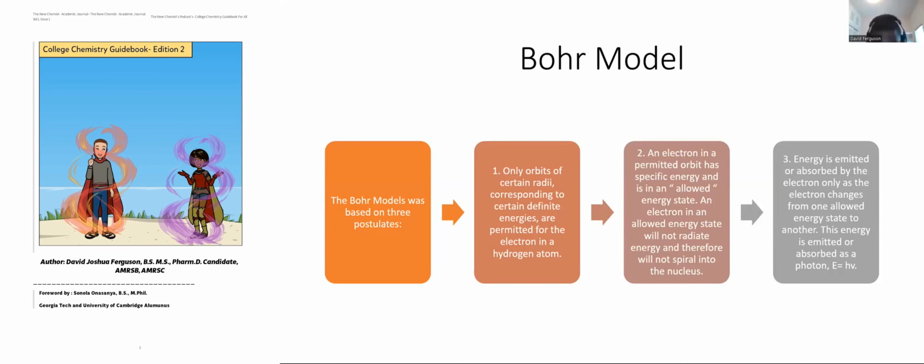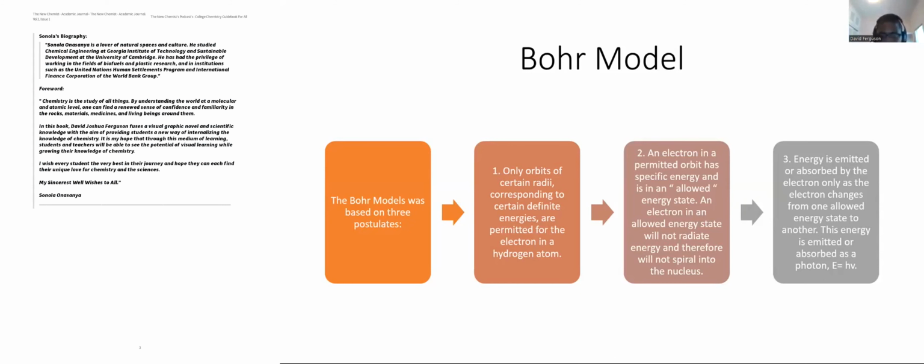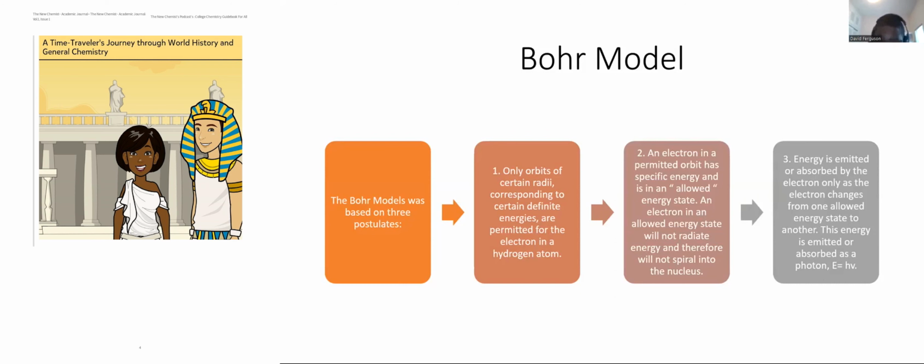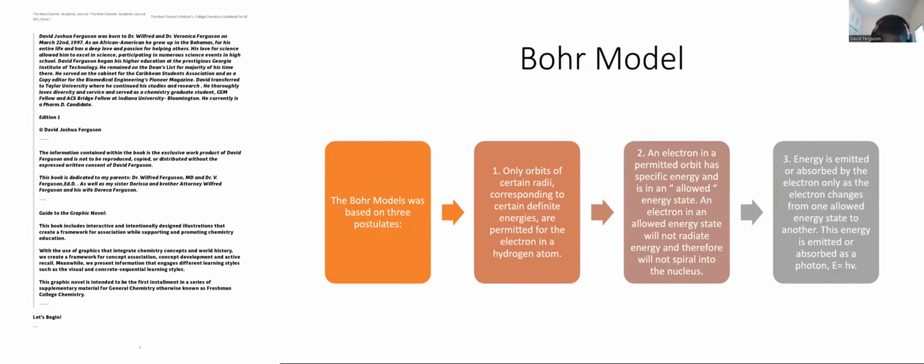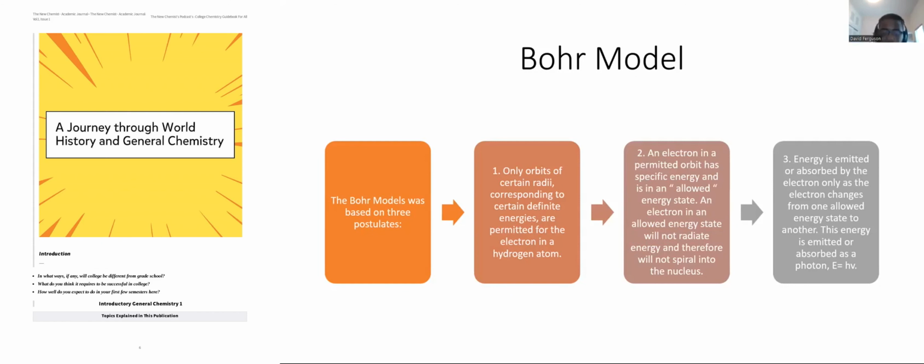Only orbits of certain radii. And then he proceeded to say that an electron in a permitted orbit has specific energy and is in an allowed, keep that word in mind, energy state. And an electron in an allowed energy state will not radiate energy and therefore will not spiral into the nucleus. That's how he packages the idea in a classical framework.